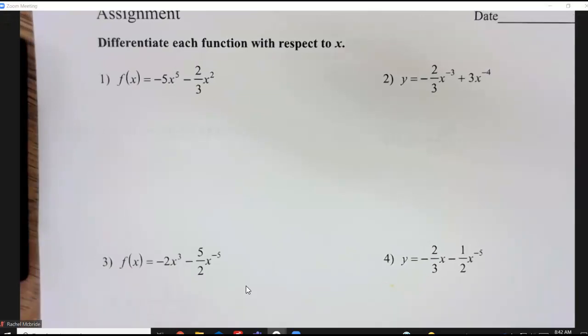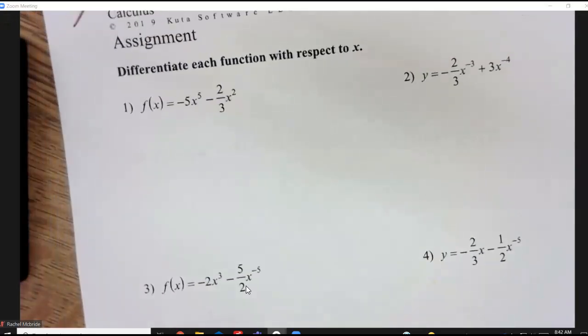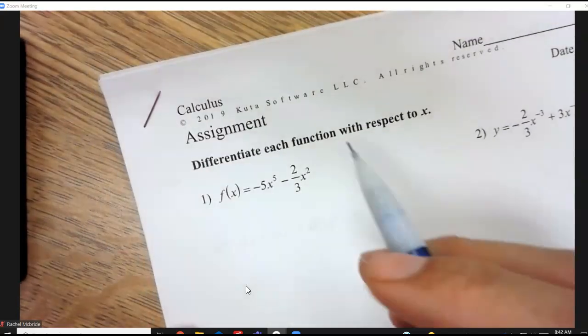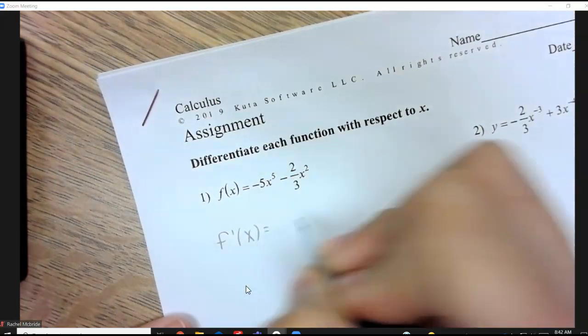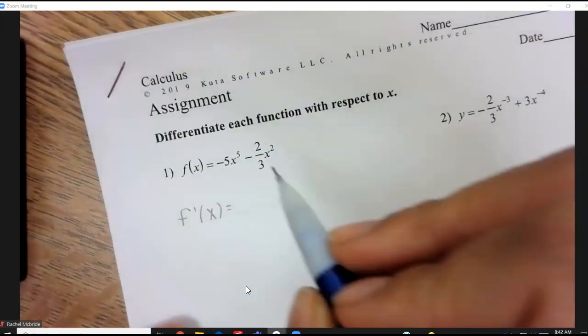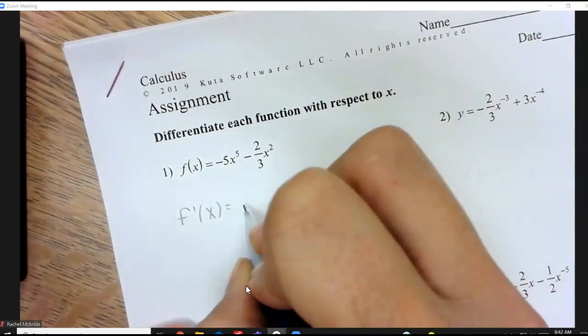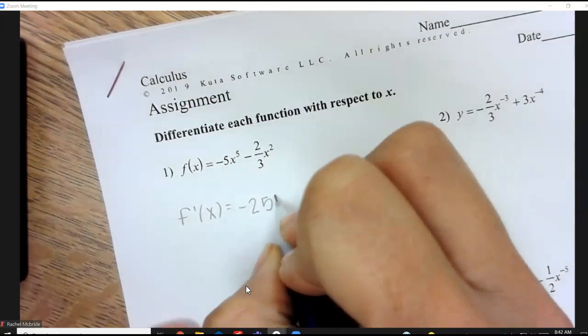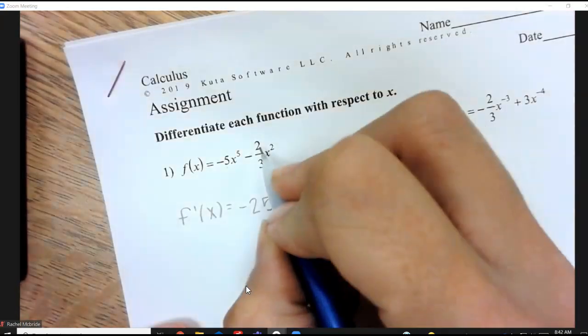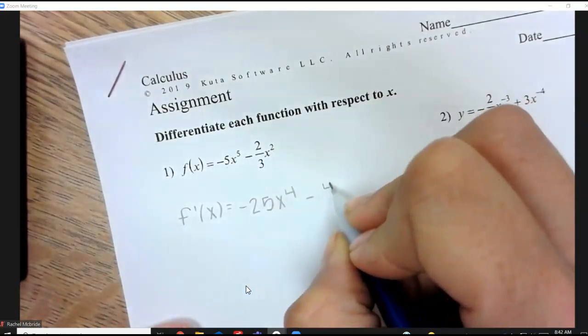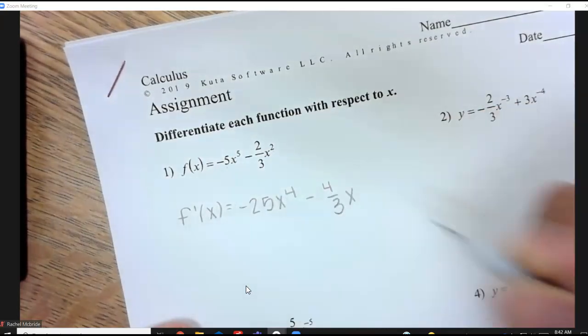Okay, so in example number 1, we have negative 5x to the 5th minus 2/3 x squared. So to do the derivative, you're just going to use the power rule. So you bring down the exponent, multiply it by the constant, and you get negative 25x to the 4th because we take a power away. And then minus 2/3 times 2, so negative 4/3 x.